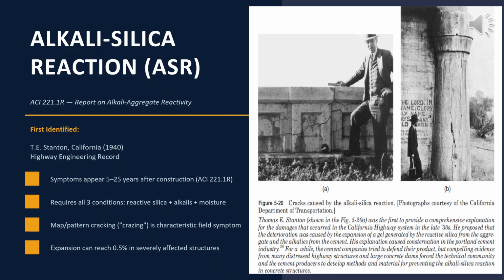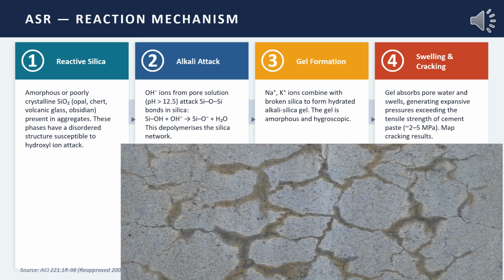The key constraint for ASR is that it requires all three prerequisites simultaneously. Number one, reactive silica; two, sufficient alkalis; and three, moisture. All three factors must be present and active at the same time. So let's go through the ASR mechanism step by step. Understanding this at a chemical level will help you remember the prevention strategies, because each strategy directly targets one or more of these steps.